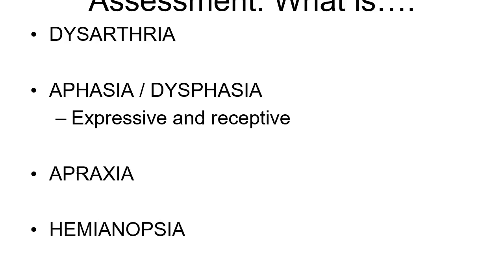Then we have aphasia or dysphagia. Look at the S in that. It refers to speech. And you can have expressive or receptive. Expressive is what I call word retrieval. You're having trouble getting the words out. You can think of what you want to say, but you just can't get it out there. Receptive aphasia is where you might be able to articulate words correctly, but you're not processing what's coming to you. So that's receptive aphasia.